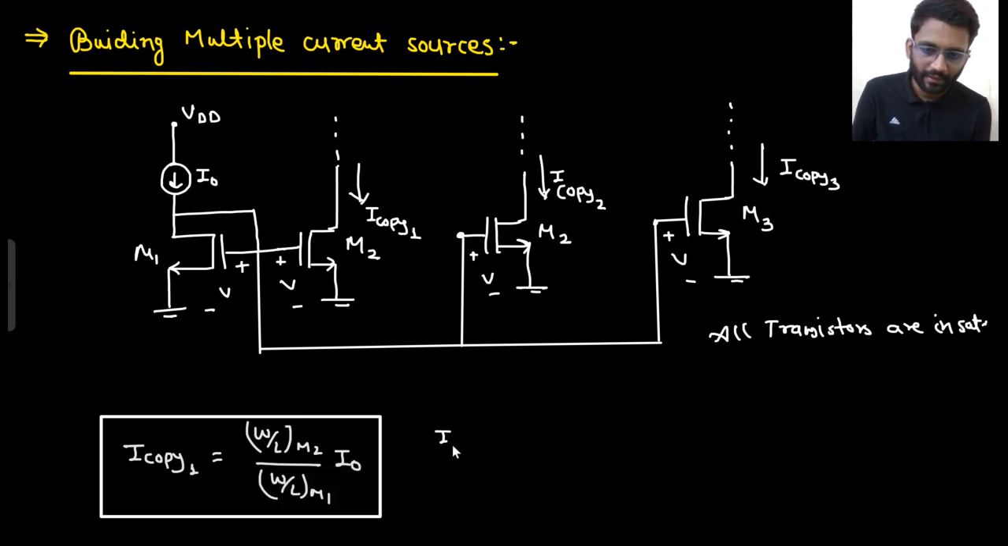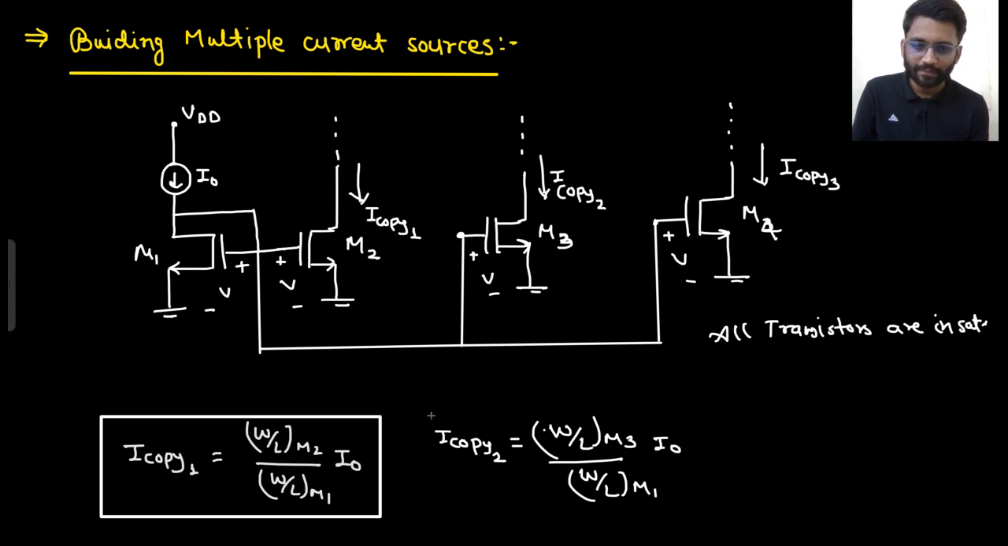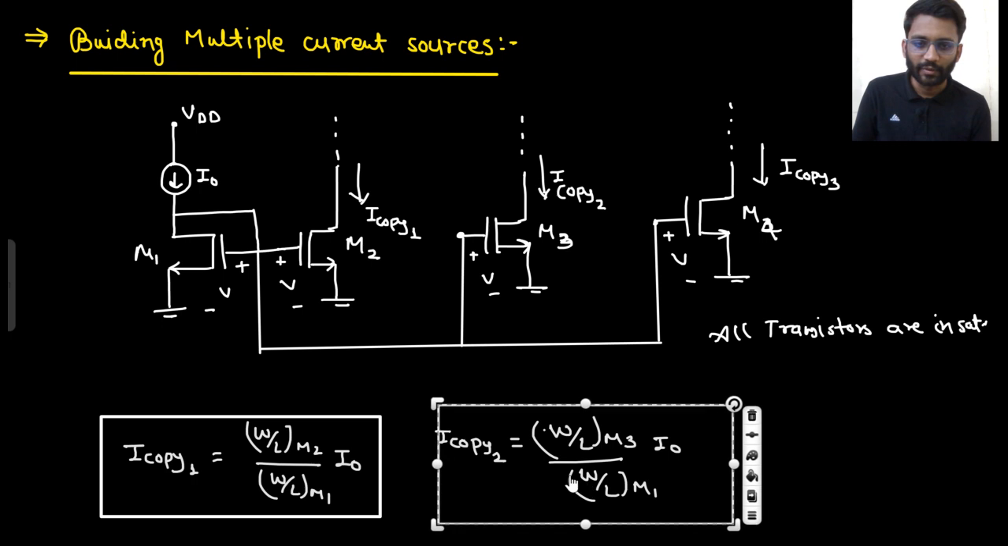Better write it here. What will be your I copy 2? That would be, if this is M2, this should be M3 and this should be M4. So W by L of M3 divided by W by L of M1 into I0. This will be your I copy 2.